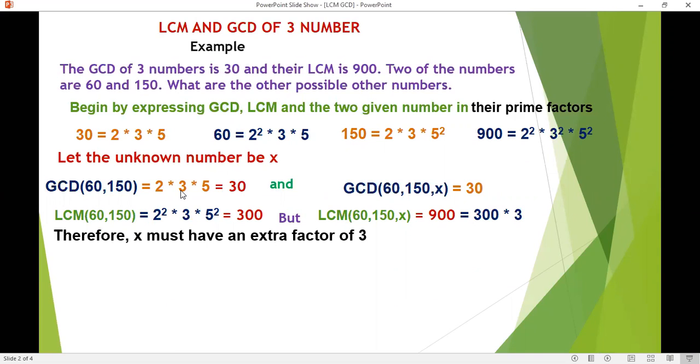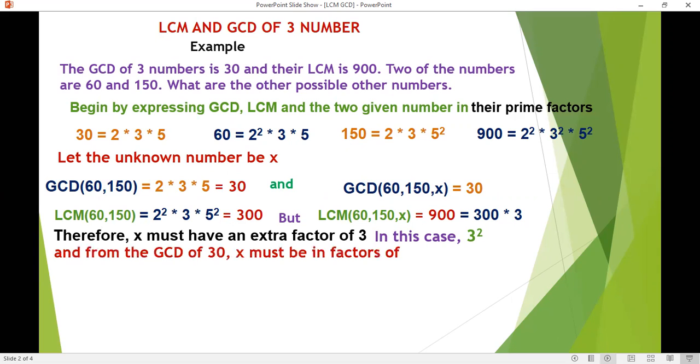Here there is this 3, here there is this 3. So we already have 3 to power 1, but x must come with a 3 to power 2 for us to have this extra 3, that is multiplying the LCM of 60 and 150 by 3. And then we saw from the GCD that the GCD of the three numbers must contain 2 times 3 times 5.